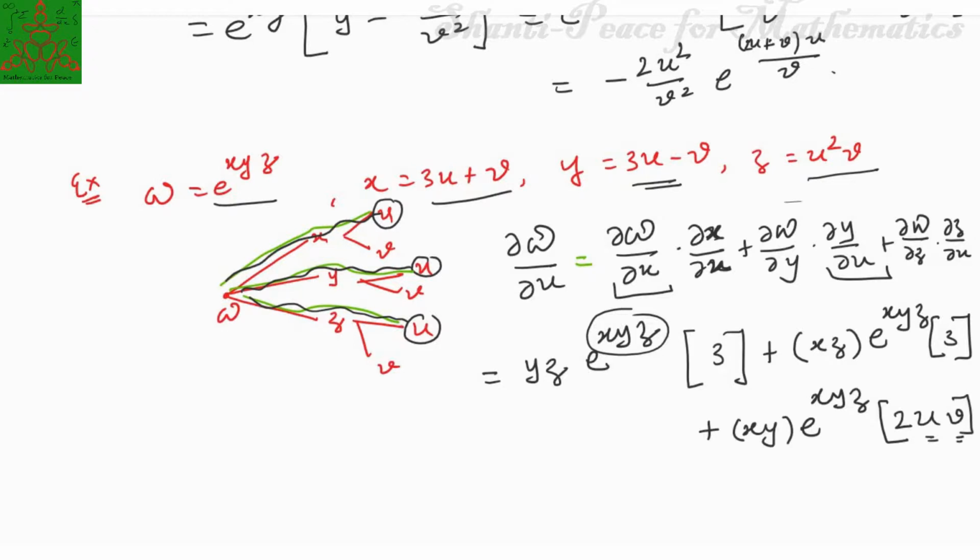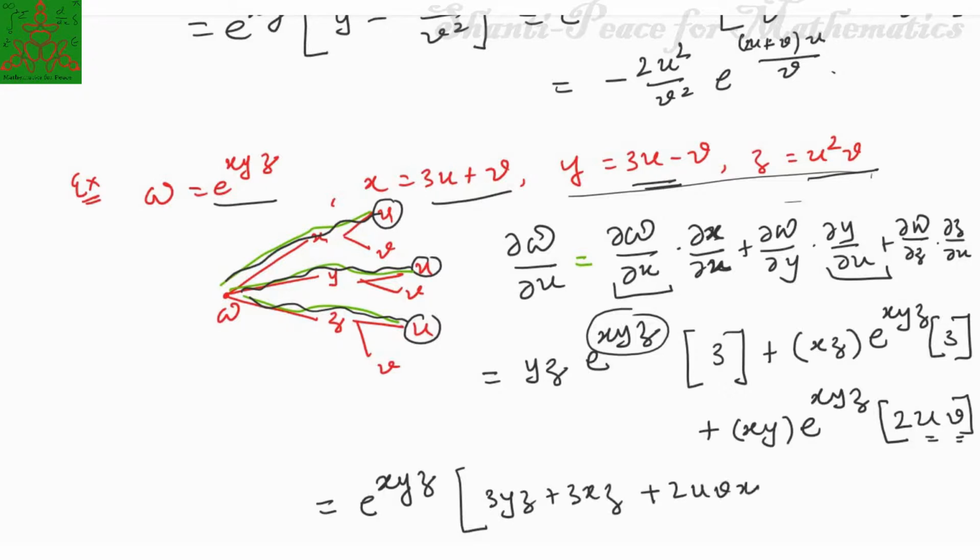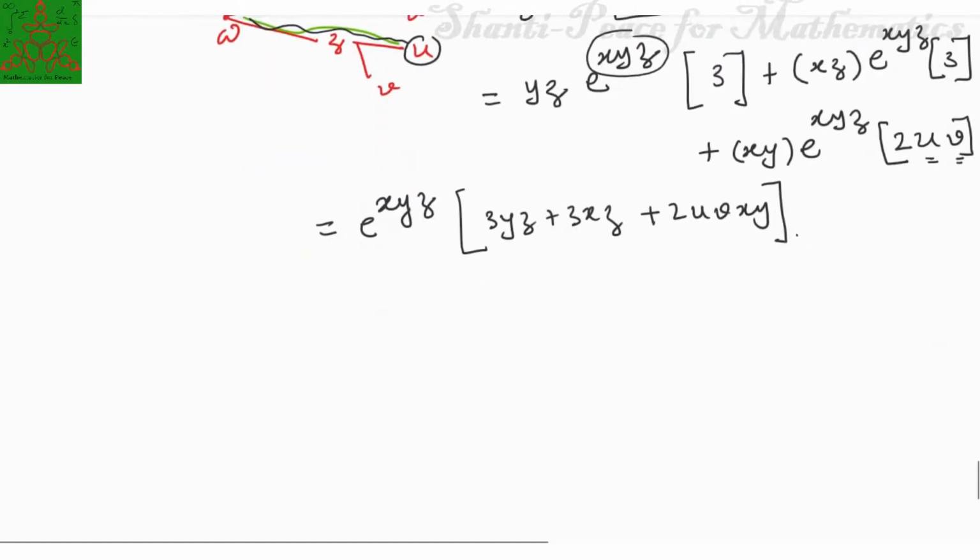By simplifying, or by computing the value of uv in terms of xyz, you can write down your answer in terms of uv. So finally, what we are writing is the function in terms of xyz as 3yz plus 3xz plus 2uvxy. This is your final answer, which is in terms of xy and uv.